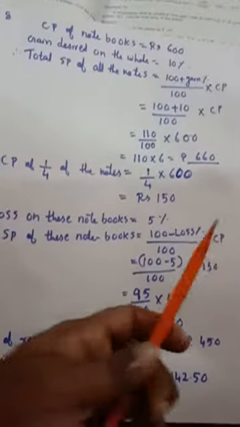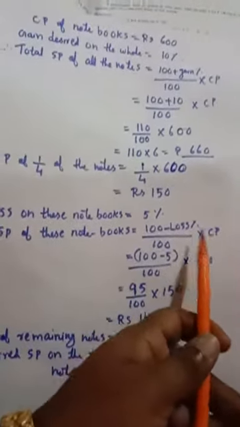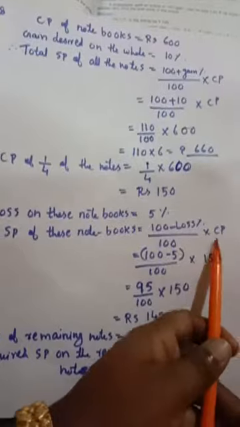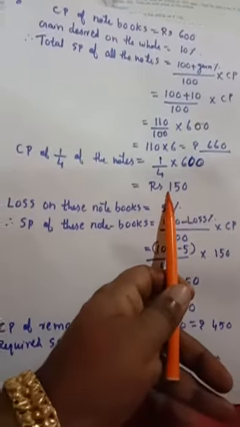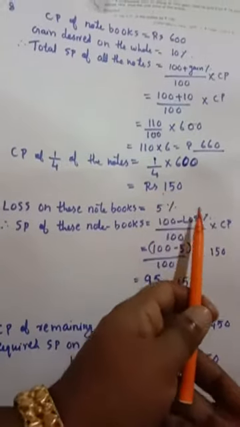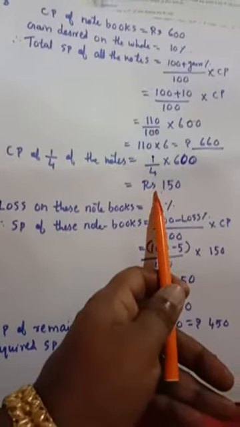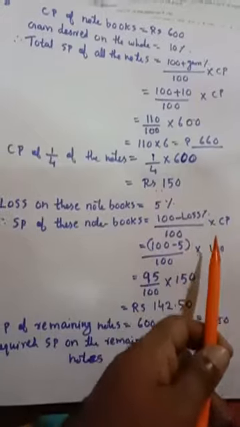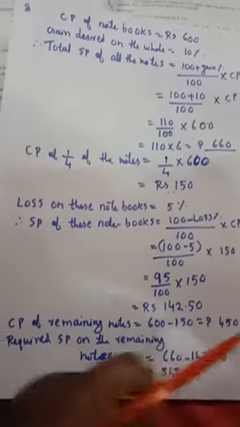Here we need a CP. That is the formula: 100 minus loss by 100 into CP. That's why we are finding the CP of 1/4 of the notes in this step. Then only we can substitute the value here.